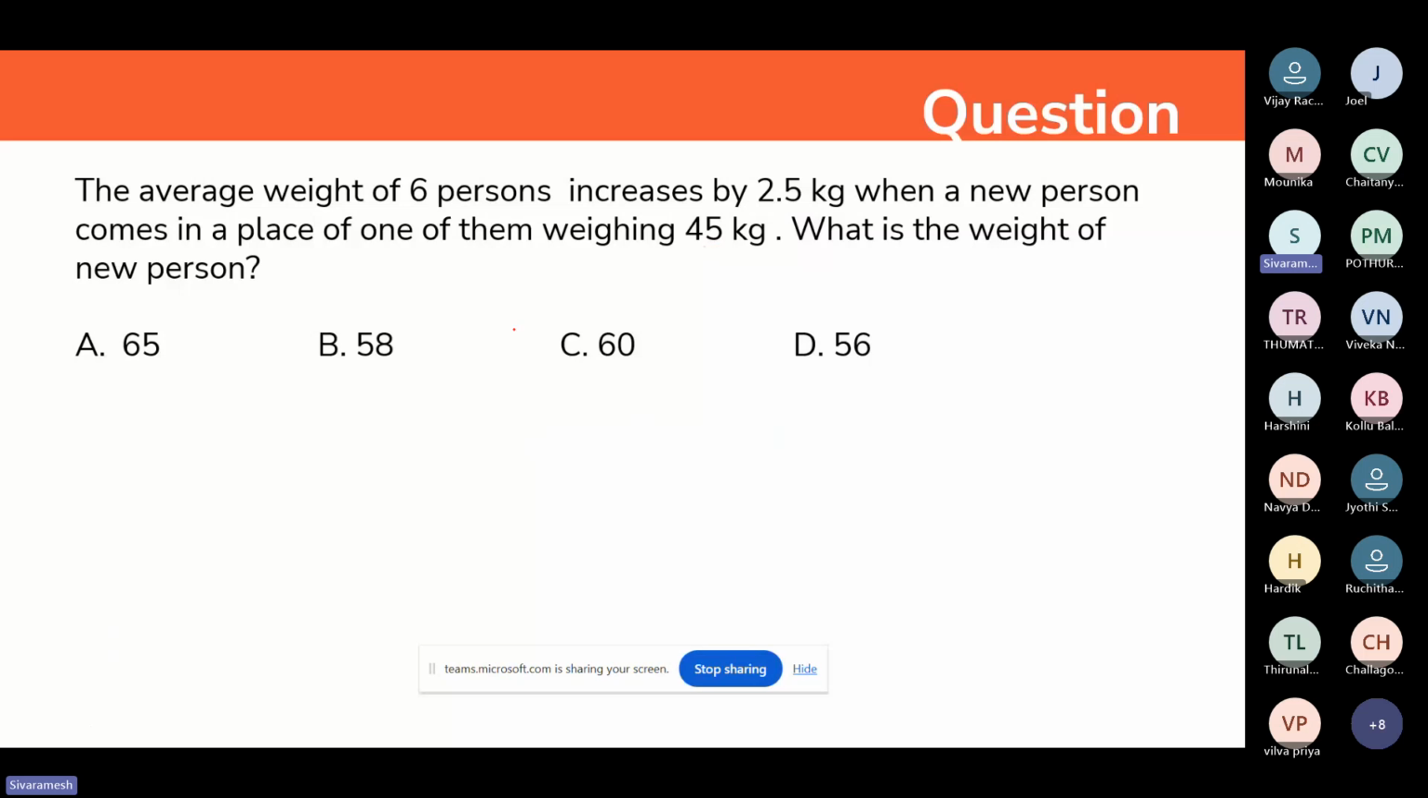Actually, here the person is not getting added or removed. Here, the person is getting replaced. You can do the same process: count, average, all these things. I'll give you 2 minutes. Give it a try. If you get the answer, you can post it in the chat box. After that, I'll explain. Just 2 minutes. Give it a try, everyone.